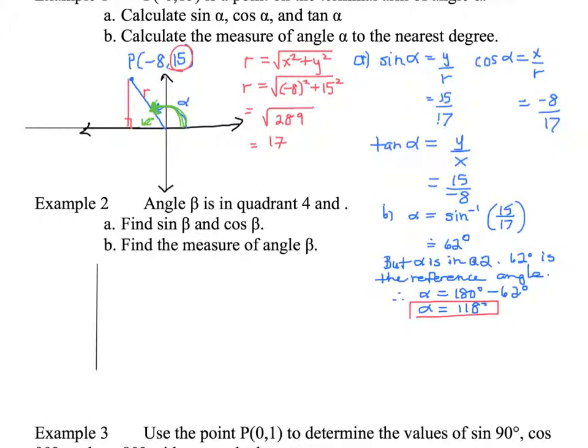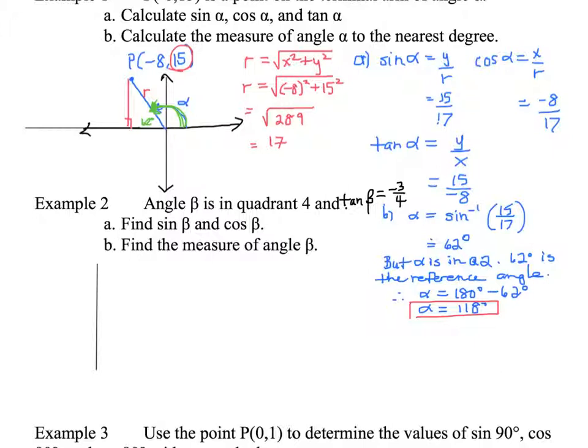All right, then moving on to example 2, I see that we had another formatting issue here. It says that angle beta is in quadrant 4, and it should say, as I believe it says on your handout, hopefully, and tan beta is -3/4. So I'm not sure what happened there. All right, so beta is in quadrant 4, and tan beta is equal to -3/4. Our task is to find the values for sine beta and cosine beta, and eventually find the measure of angle beta itself.